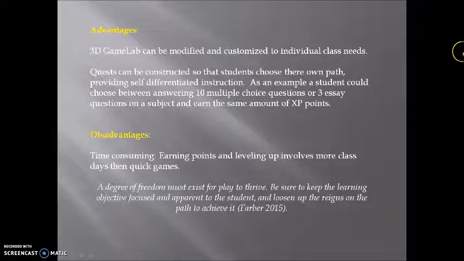All right, so the advantages of 3D Game Lab: it can be modified and customized to individual class needs. Quests can be constructed so students choose their own path, providing self-differentiation and instruction. As an example, a student could choose between answering 10 multiple choice questions or 3 essay questions on a subject and earn the same amount of XP points. The disadvantages is it's time consuming. Earning points and leveling up involves more class days than quick games. A degree of freedom must exist for play to thrive. Be sure to keep the learning objective focused and apparent to the student, and loosen up the reins on the path to achieve it.